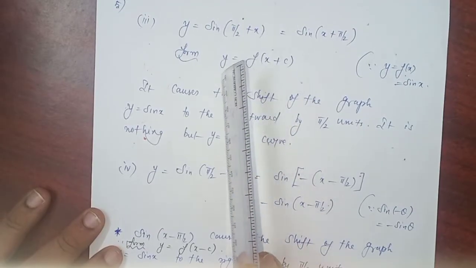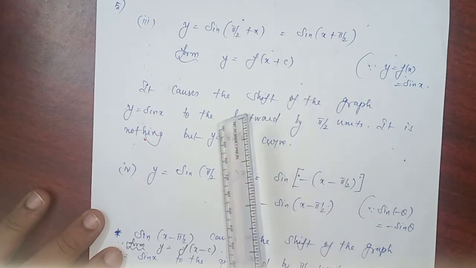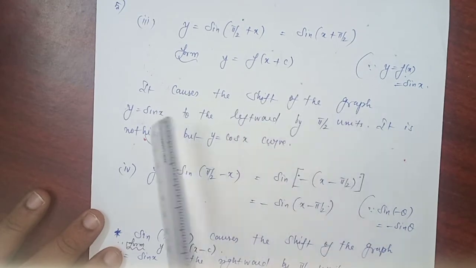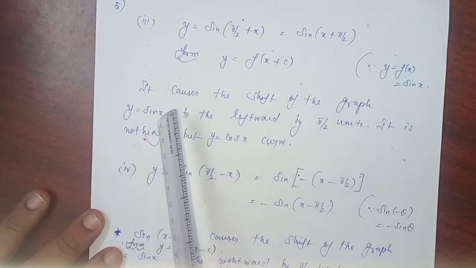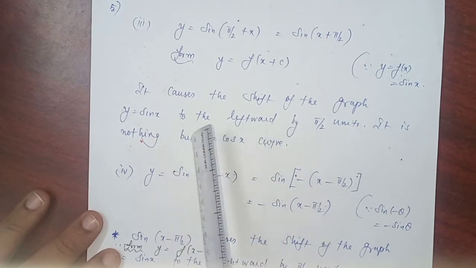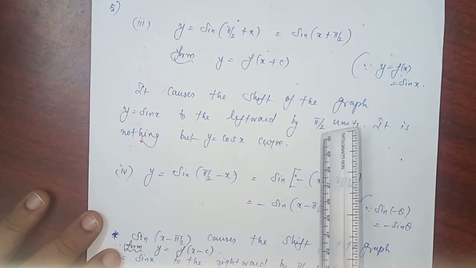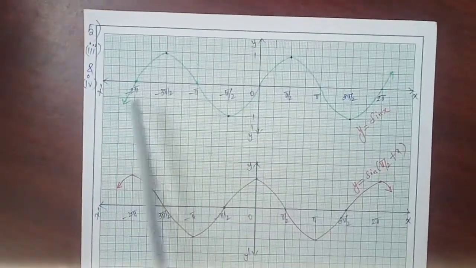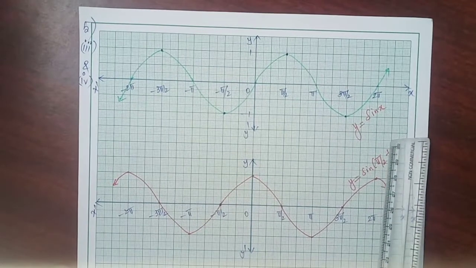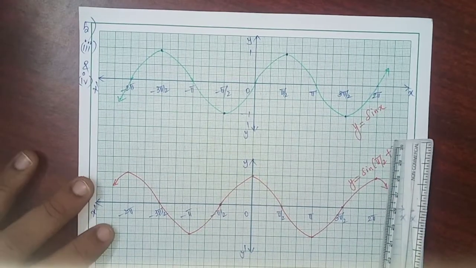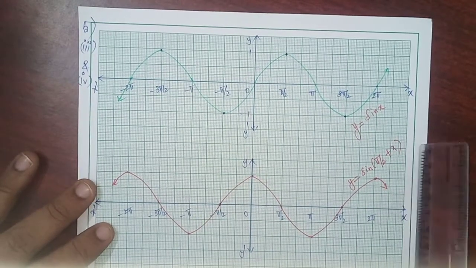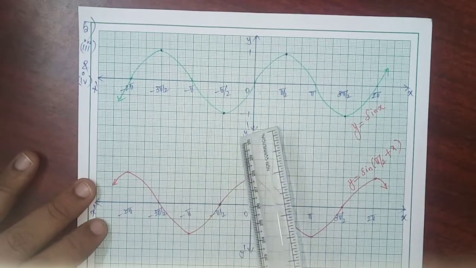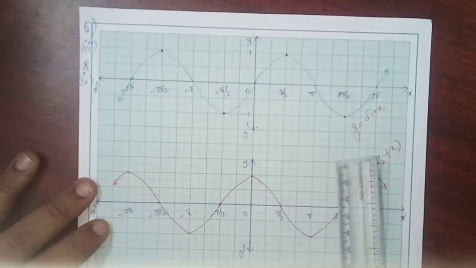So since it is of the form y equal to f of x plus c, again I tell you, it causes the shift of the graph y equal to sin x, this given graph, to the leftward by pi by 2, because the c value is pi by 2 units. Okay, we can see, look at the graph. This is the given graph y equal to sin x. This graph is to be shifted towards the left hand side by pi by 2 units.